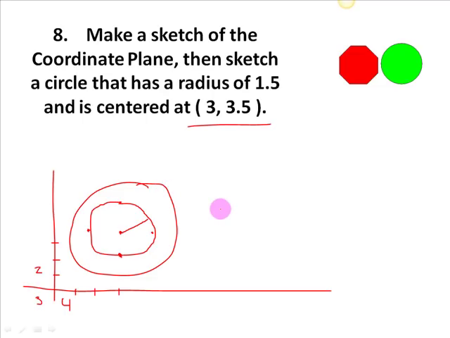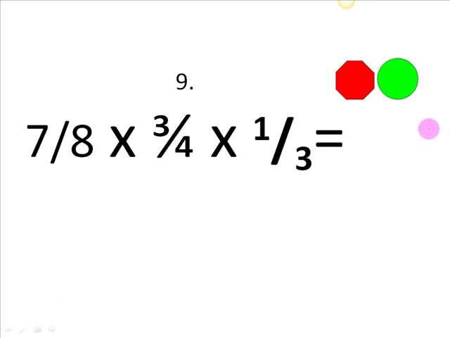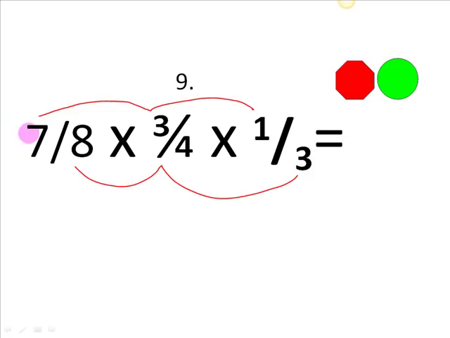Okay, number 9, it's pretty straightforward. Just multiply a bunch of fractions. Click on the stop sign. All right, let's see how you did. Multiplying fractions is pretty easy. You simply just multiply the numerators, and then you multiply the denominators, and then simplify. So 7 times 3 is 21, times 1 is 21. So our numerator is 21, and our denominator, 8 times 4 is 32, times 3 is 96. So we're going to have 21 over 96.